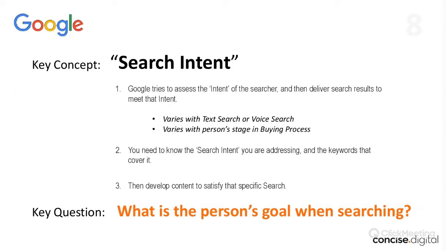The intent can vary. It varies with whether they're doing a text search or a voice search, and depending on where the person is in the buying process, whether they're just trying to research a topic or whether they're actually wanting to buy right now. So it's about making sure that you understand the intent of the person and what keywords they use to do the searches, and then delivering the content that satisfies that. The key here is the person's goal. When somebody's searching, what is the goal? What is it they actually want?